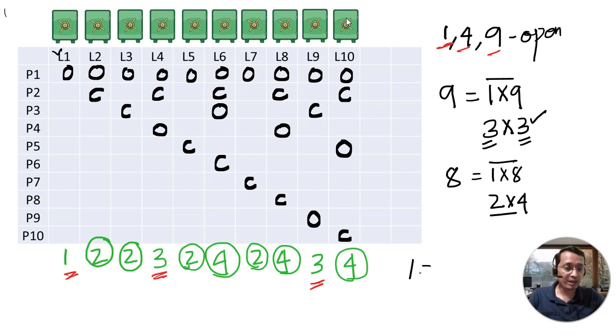1 has only 1 factor. 1 is equal to 1 multiplied by 1, so its only factor is 1, right? There is no other number. The number is repeated; 1 multiplied by 1 is 1. So there is only 1 factor. So 1 is not a prime number.